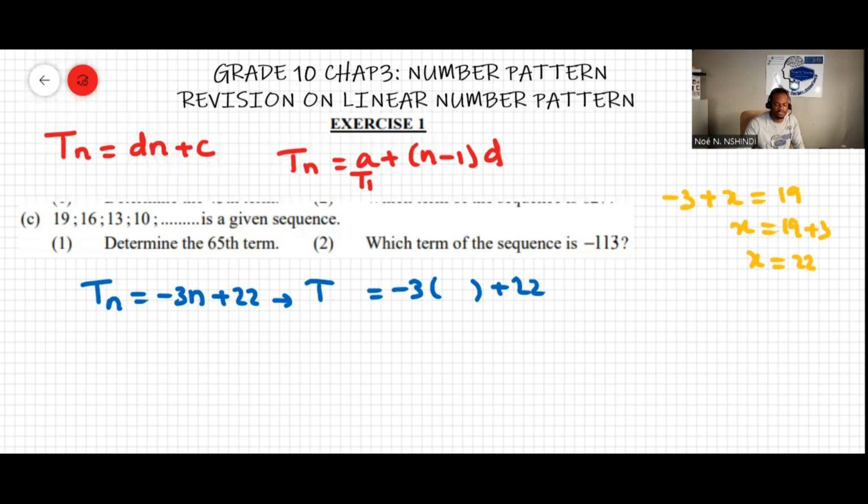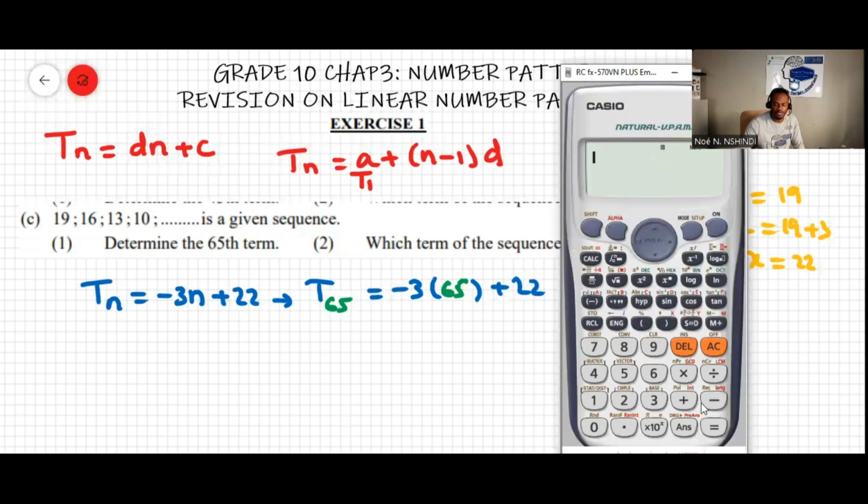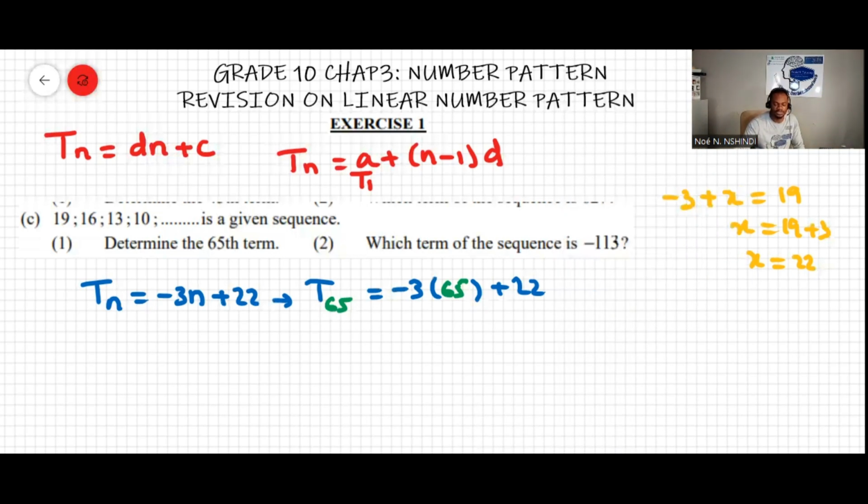Now, the 65th term will be Tn equal to negative 3n plus 22. So you sub 65 there for n, and then this will be negative 3 open bracket 65 close bracket plus 22, and then this makes negative 173. So this is T65 equal to negative 173.